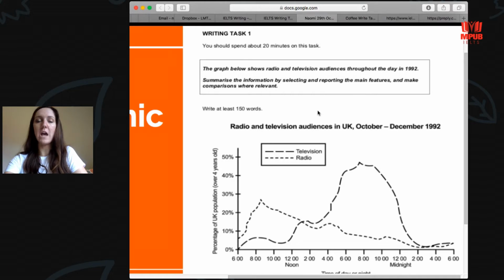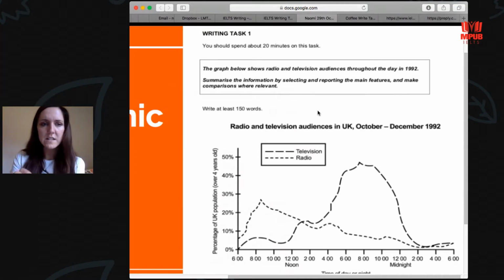Throughout the day, maybe write in an average day, or from morning to evening in 1992, specific year. So that's what the information, the graph, is telling me. Now I want to look, okay, what is actually in the graph? Are there any trends that I can see? It's really, really important here to be noticing trends.